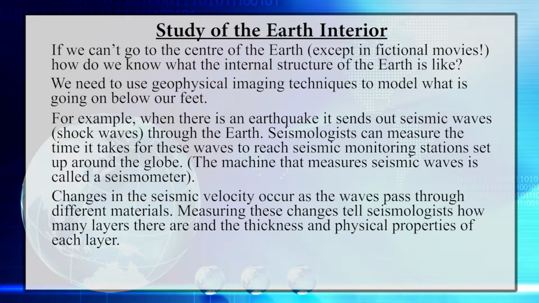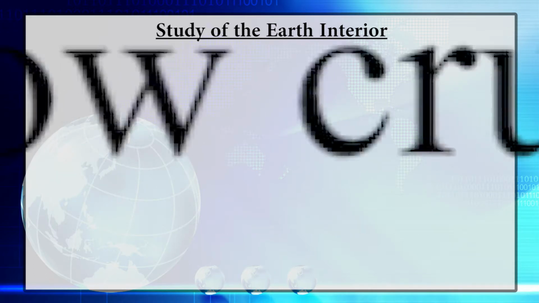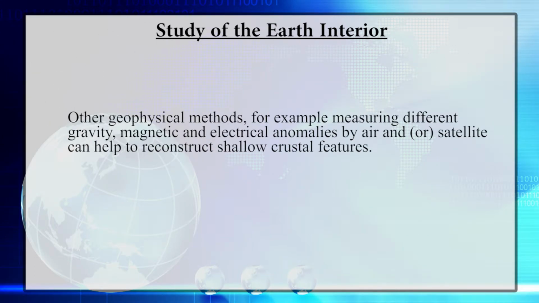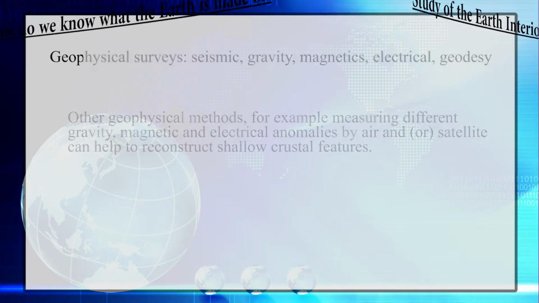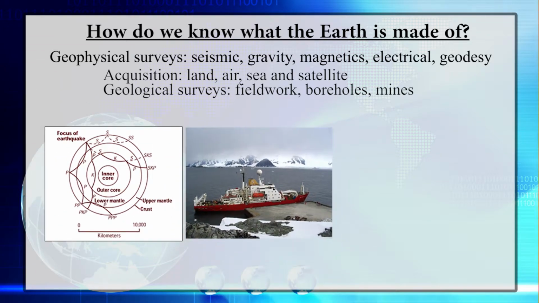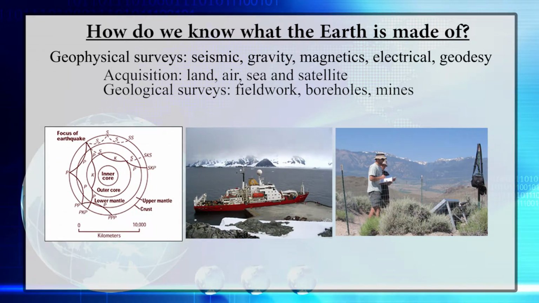Changes in the seismic velocity occur as the waves pass through different material, and measuring these changes tell seismologists how many layers there are and the thickness and also the physical properties of each layer. Other geophysical methods, for example, measuring different gravity, magnetic and electrical anomalies by air and satellite images, can also help to reconstruct the shallow crustal features. And apart from that, field work, boreholes and mines help us to know about the interior of the earth crust.